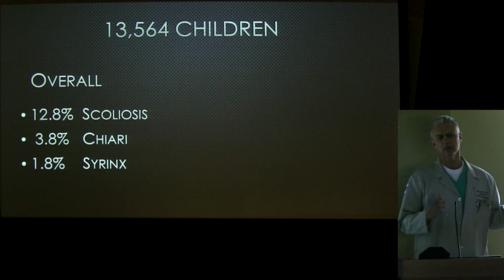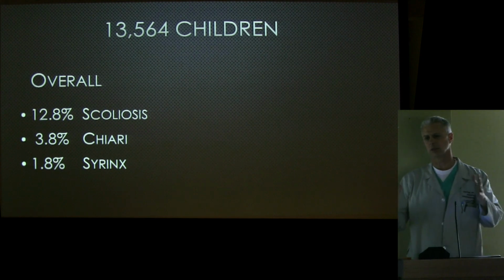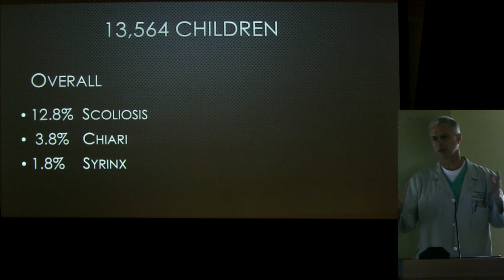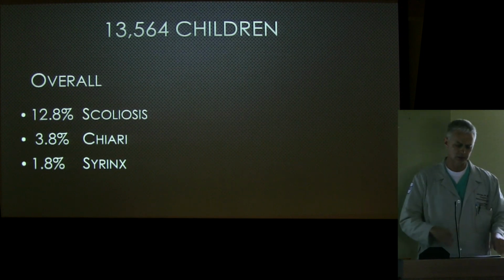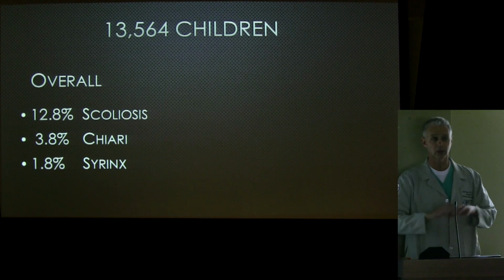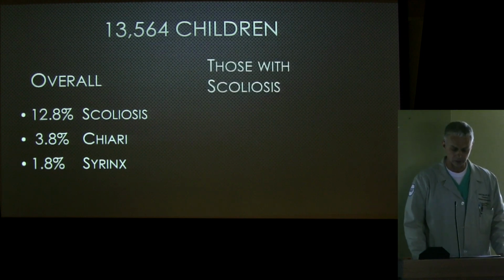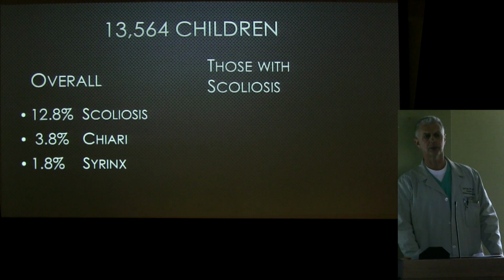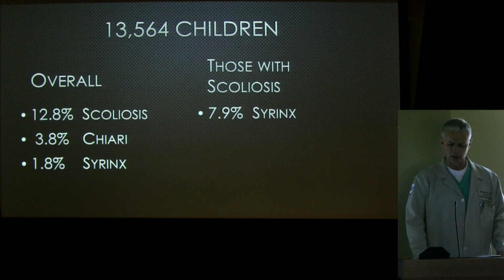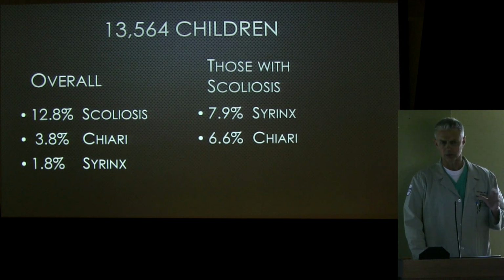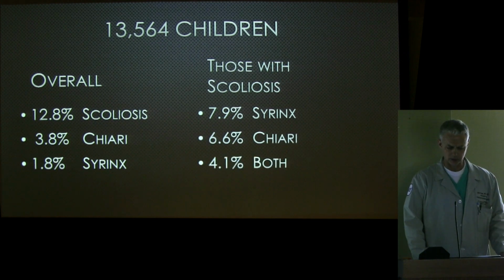So obviously the people who are going to the University of Michigan getting tests often have scoliosis or some problem to get the test. And this series sort of reflects that. But it's such a large series, it gives a lot of information about what to look for with people who have these conditions. So scoliosis, in those x-ray images that showed scoliosis, 8% had a Syrinx, 6.6% had a Chiari, and 4% had both.